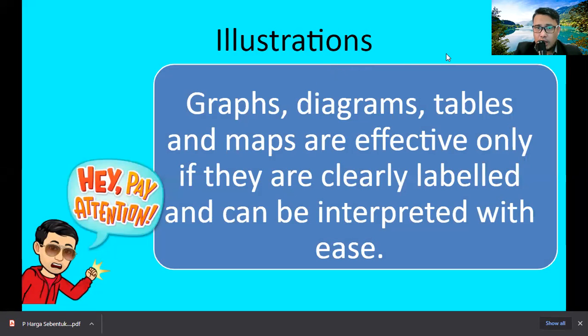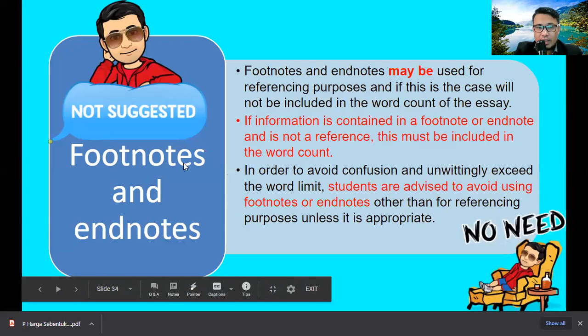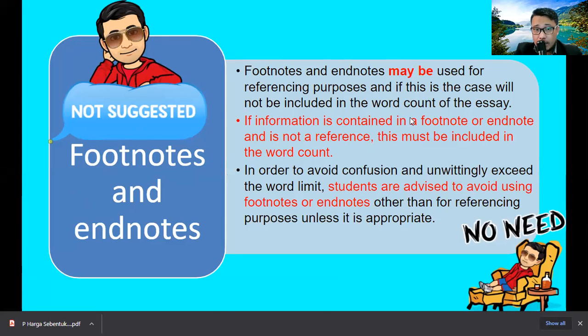So this one: illustration, graph, diagram, tables, etc. It is suggested that you label them clearly so they can be interpreted with ease. So it's map, diagram, tables. Please put a note or name it or label it. But this one is not really suggested, because it can be used, but it's not strongly recommended.